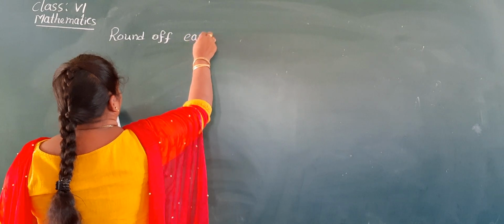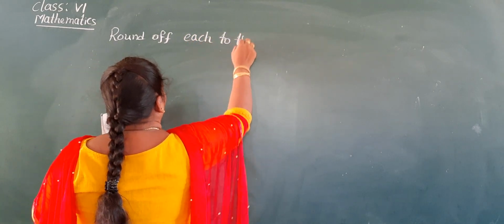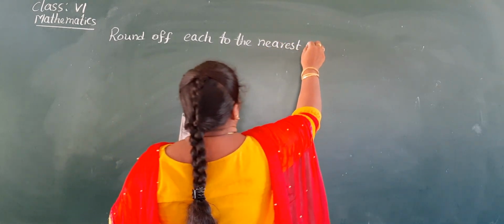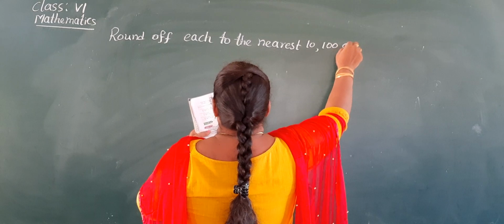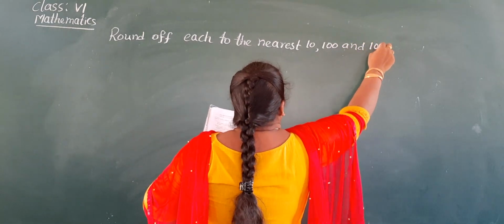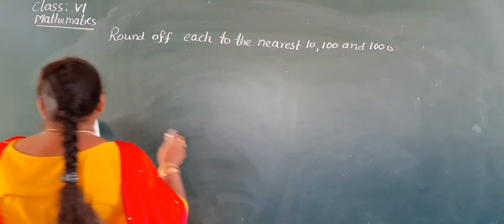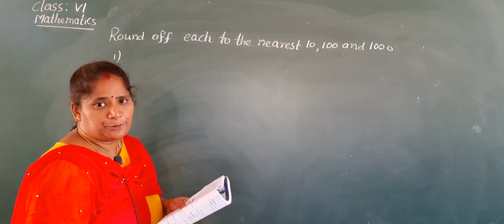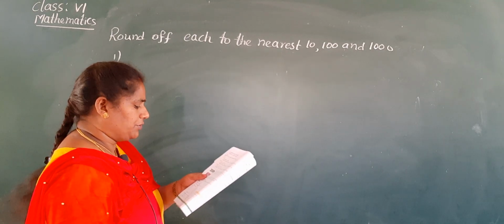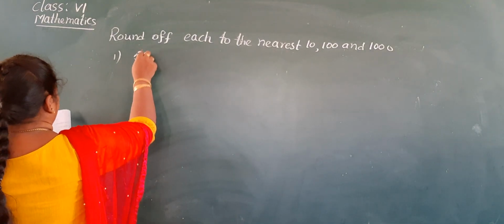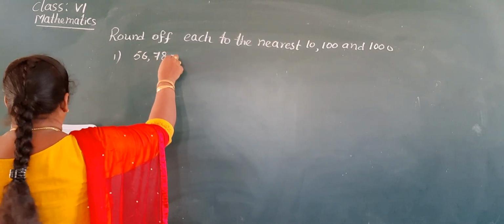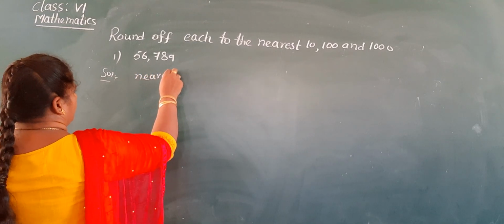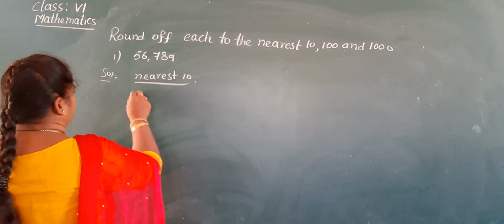Round off each to the nearest ten, 100 and 1000. This is the question they are asking. Here 4 problems are given, Nana. I will explain 2 problems. The remaining 2 problems you do as homework. So 56,789. Solution. Nearest 10 first. What is the given number?